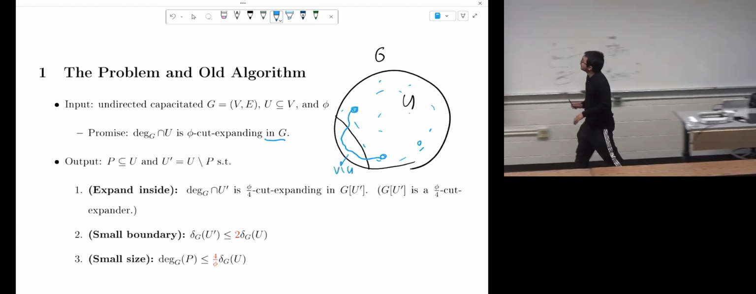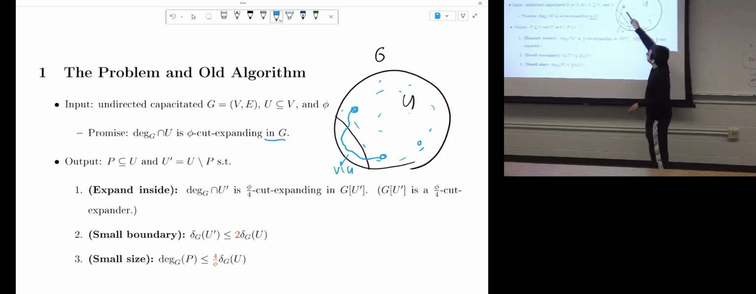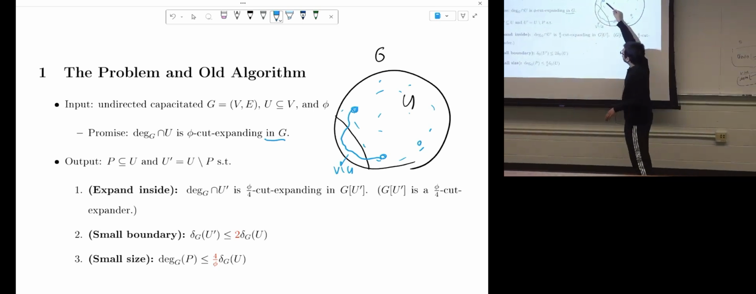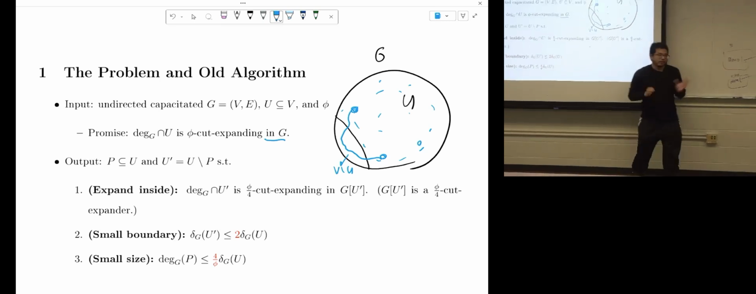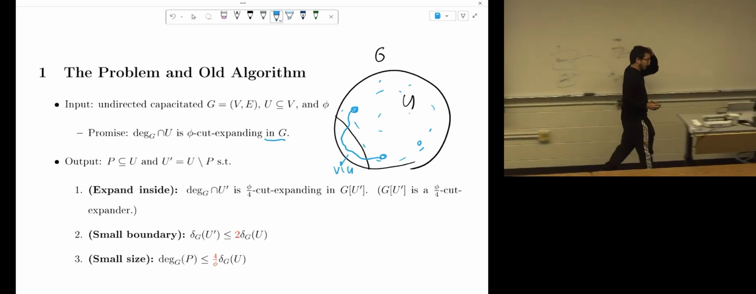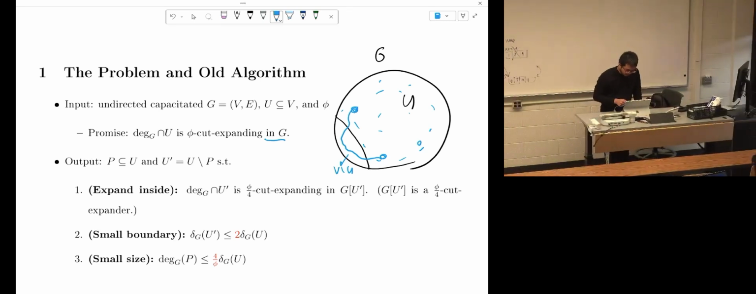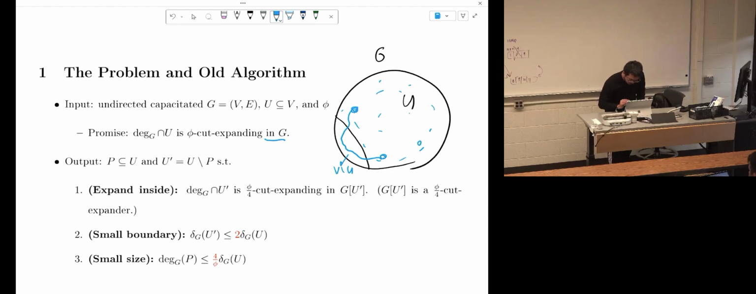This is like a V minus U. Okay. And what we want is we want U to be expanding inside U. That's the goal, right? Okay. So this is what we have. We have that U is phi expanding in G, but we hope it to be something like G[U].